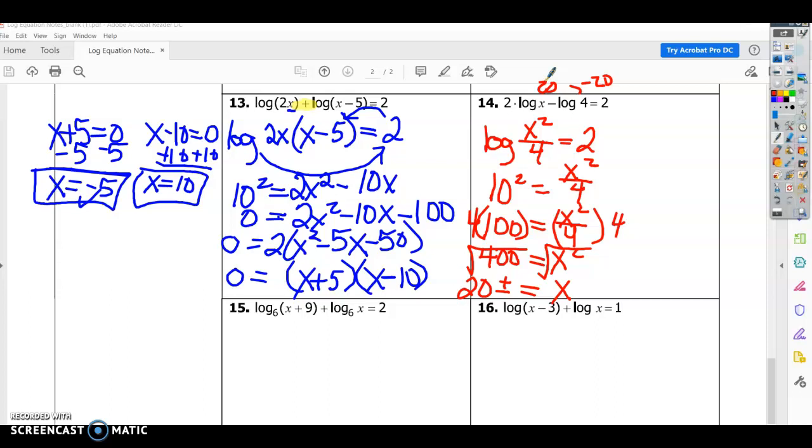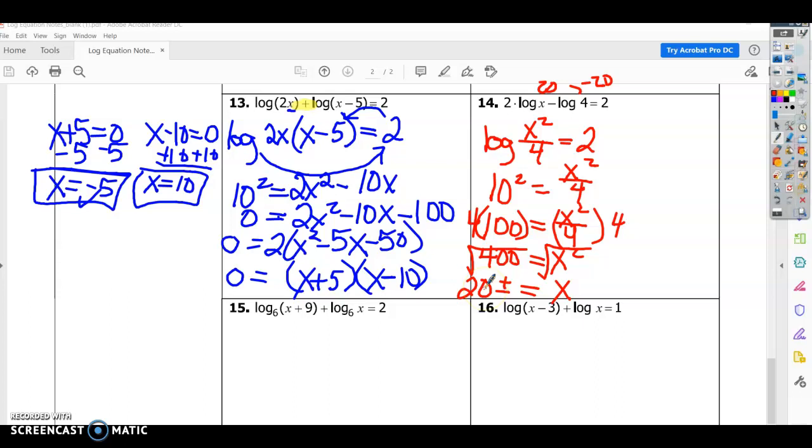The only way you can use this button without being base 10 is if you do the change of base formula, which we also learned the other day. But this one is base 10, so you can type in 2 log of 20, and then close the parentheses, and then minus log of 4, and hit enter, and that equals 2. So when we plug this in our calculator, we can see that 20 definitely works.